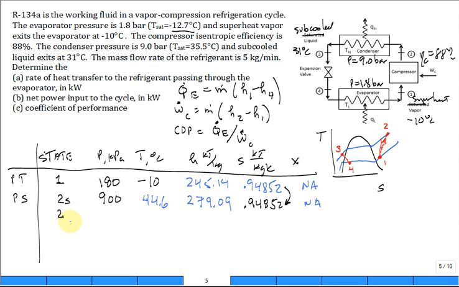Now consider how much work the compressor has to do for isentropic compression. That's the change in the enthalpy. And we find that that's equal to 38.57 kilojoules per kilogram. Using the isentropic efficiency of 88%, the work the compressor actually has to perform is going to be greater.